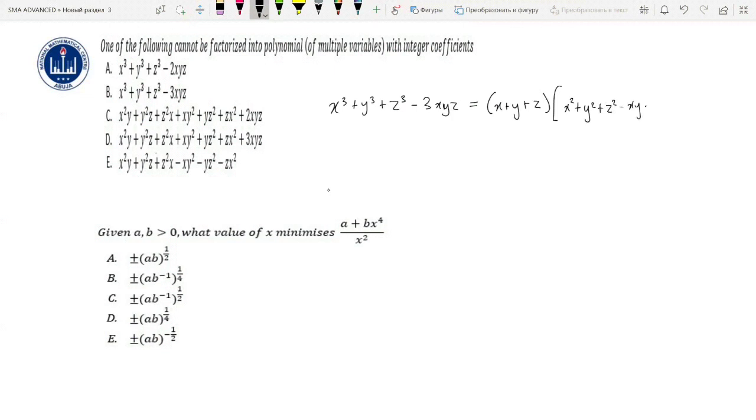So to prove that this is true, now the pairwise product, you can just expand this right hand side. Since the right hand side is more complex than the left hand side, if you multiply the right hand side out, a lot of things will cancel out and you will only be left with this. You can verify it. So it means that this second option can be factorized, so it's not the answer.